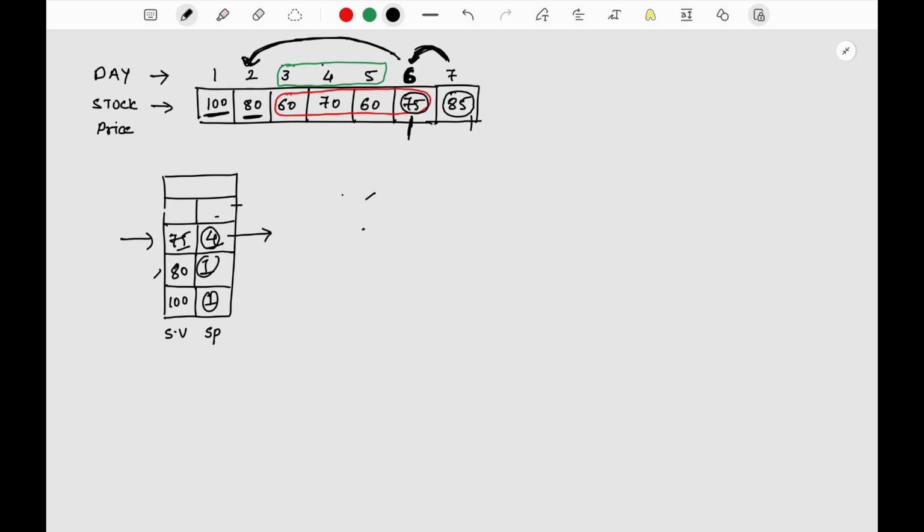And at the end, we have 85. Again, we will compare with the top. This will be deleted, and this will be deleted as the value is smaller than 85. So these two spans will be included, which is 5 plus 1 for including the current day. And we have this 85, 6, and we will return 6 as the answer.